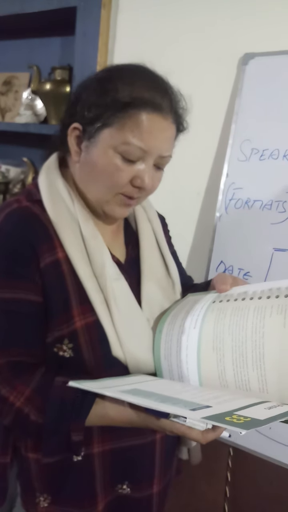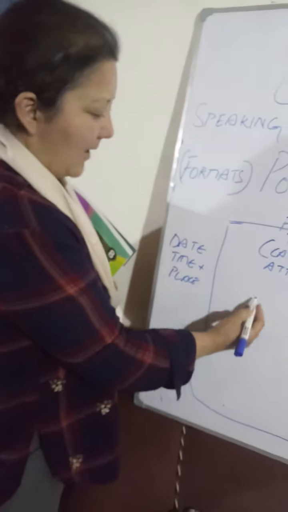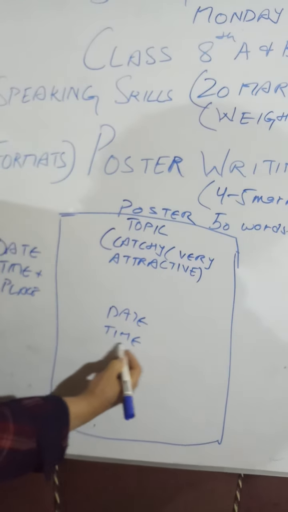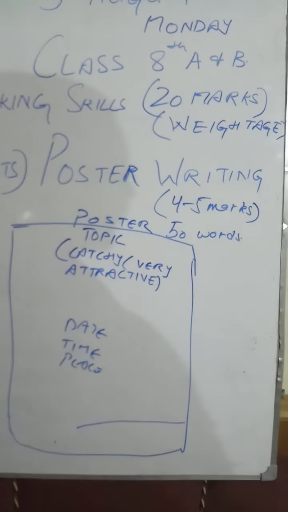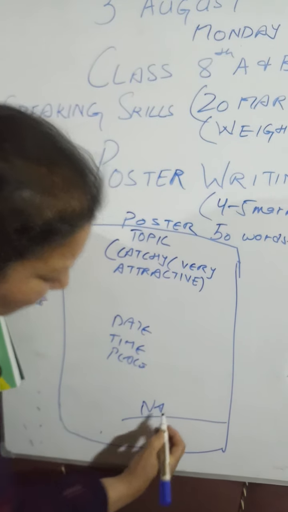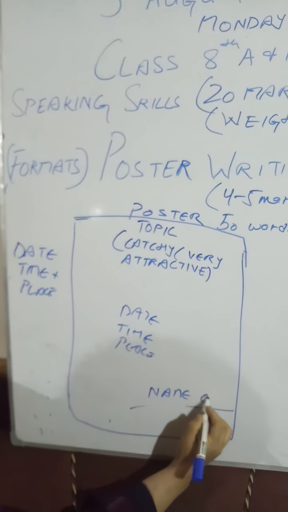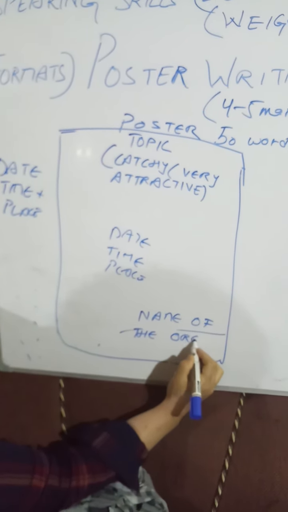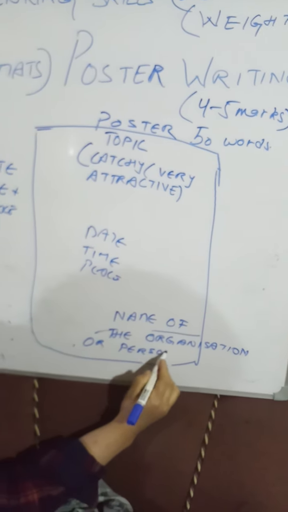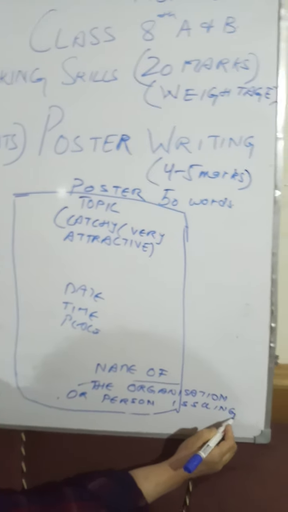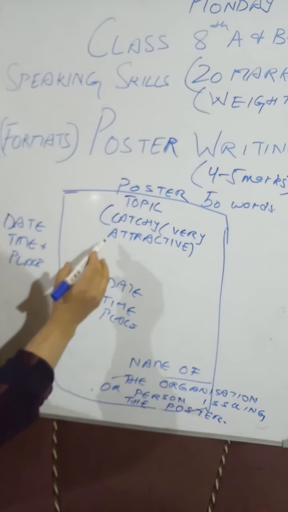At the end of the page, name the person or organization issuing the poster. Let's say, for example, I have made a movie and I'm trying to promote it. So I'll say, please come on such date. I'll mention the date, the time, and then the place. Now, at the end, what I have to do is mention the name of the organization or person issuing the poster.